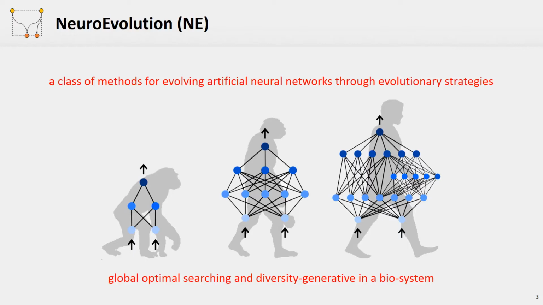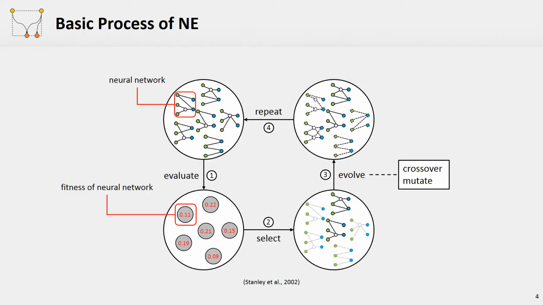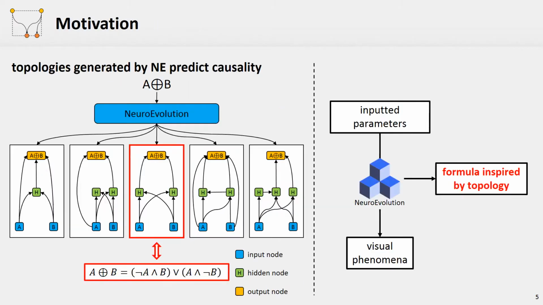NeuroEvolution is a combination of artificial neural networks and evolution strategy for finding the optimal effective topology of a neural network to solve specific tasks. It is not limited by gradients at all and can jump out of local optima. In addition, it can create neural networks with diversity, generative as a biosystem. Its basic process has 3 steps: evaluate, select, and evolve. Then it repeats itself.